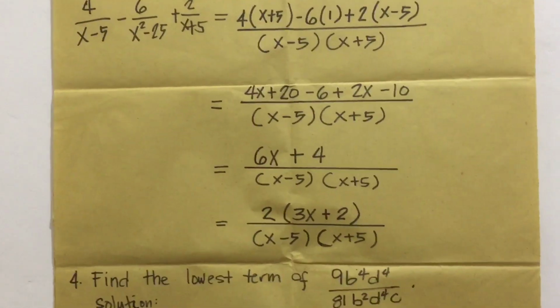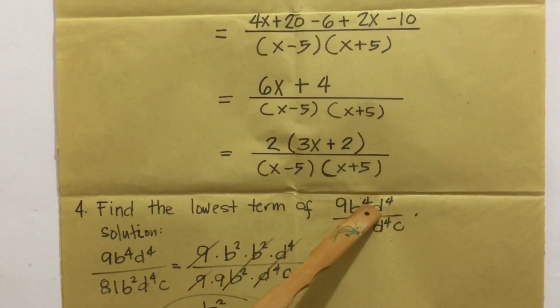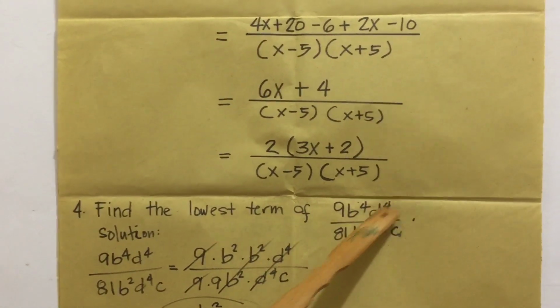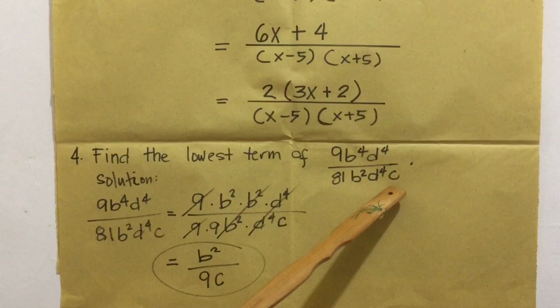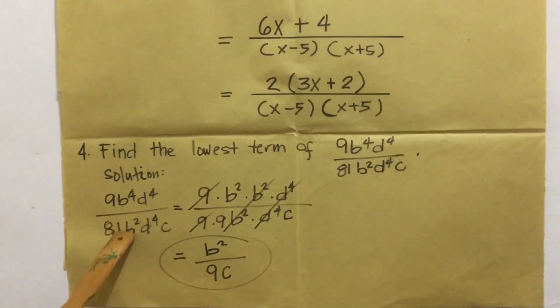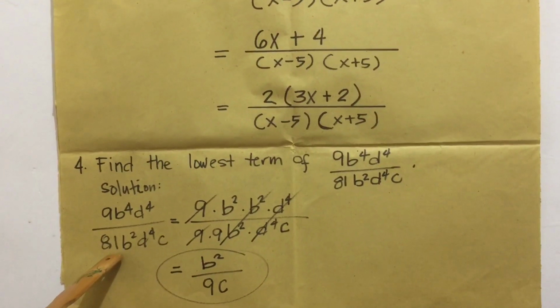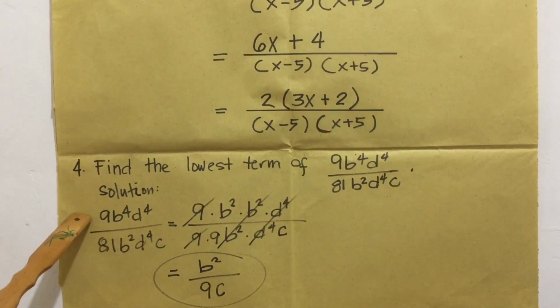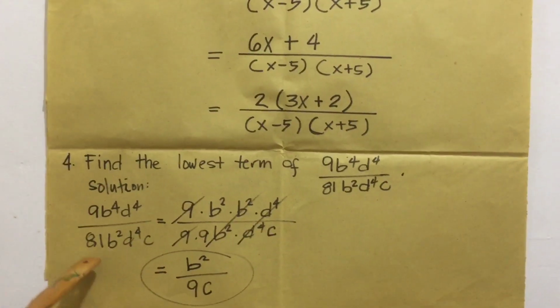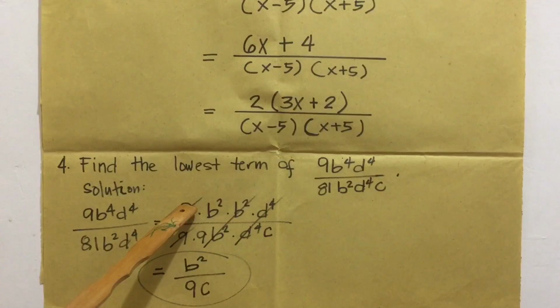Okay? Number 4, find the lowest term of 9b raised to 4 and d raised to 4 over 81b squared, d raised to 4, and c. Our solution, first copy the given, then we have to factor the 81, which is one of the factors, the same with the numerator 9. So that's why the factor of 81 is 9 times 9, and 9 for the numerator.